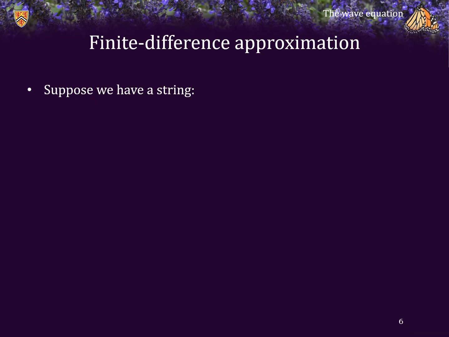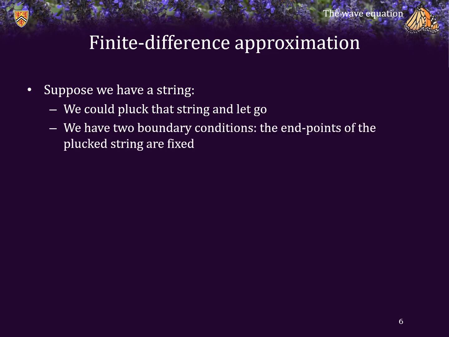All right, suppose that we have a string, say for example a rubber band or a guitar string. We could pluck that string and then let go. All right, so we have 2 boundary conditions for a string because the 2 ends of the string being plucked are being held fixed. That deals with the second partial with respect to space.